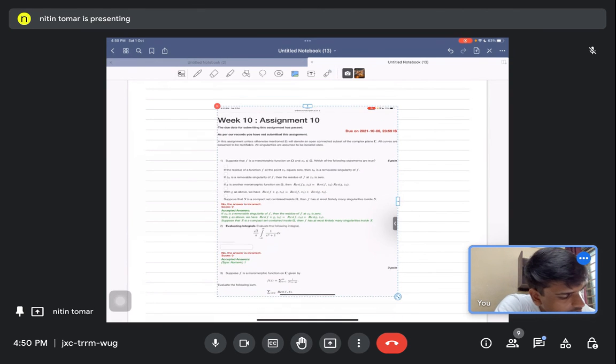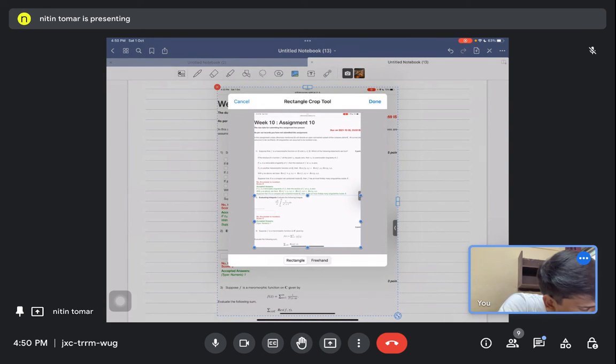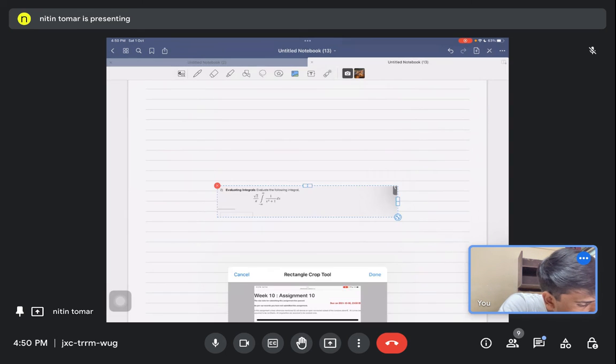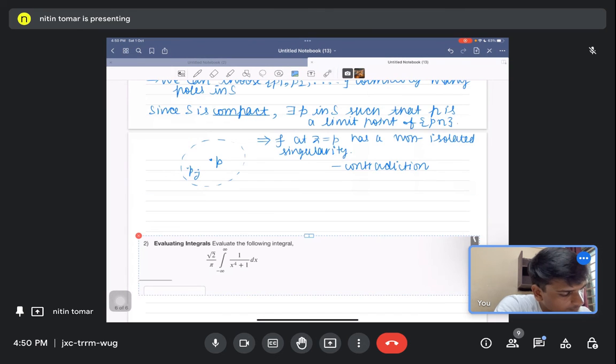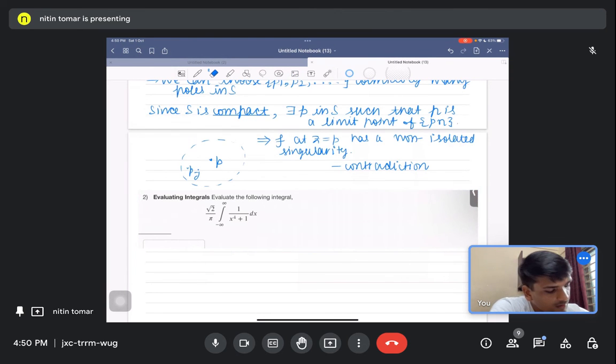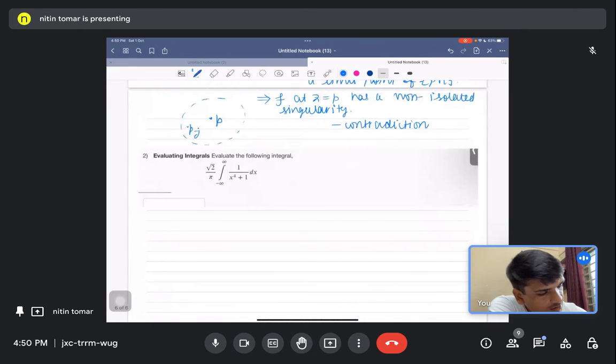So in this, I think, done. This we have already done, right? What should be the answer? 1, right? Yes, sir. Because its answer was pi by root 2. So it has to be 1. Okay.